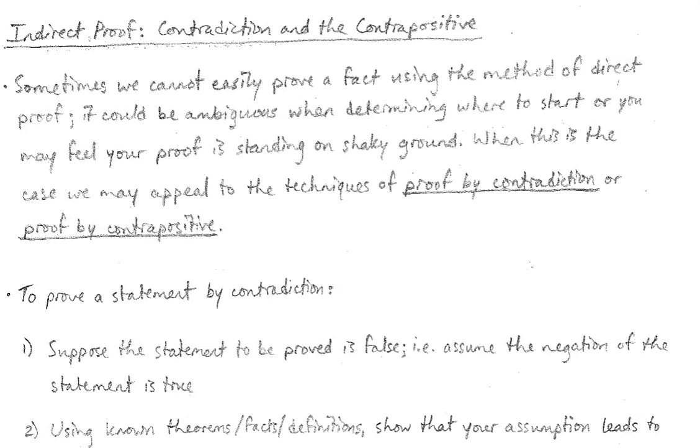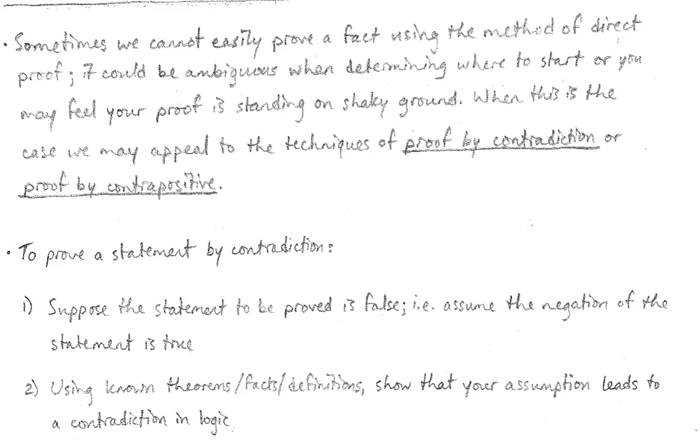So as I just hinted to, sometimes we cannot easily prove a fact using the method of direct proof. It could be a bit ambiguous as to where you would start to write up your proof. Or if you begin to write up your proof and you start to go through the meat of it, you may find that you're kind of on shaky ground. When either one of these is happening, then you may want to take a step back and appeal to one of these two techniques, the technique of proof by contradiction or the technique of proof by the contrapositive. First, we'll talk about proving something by contradiction.